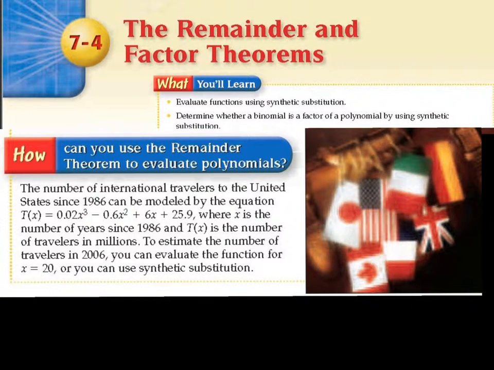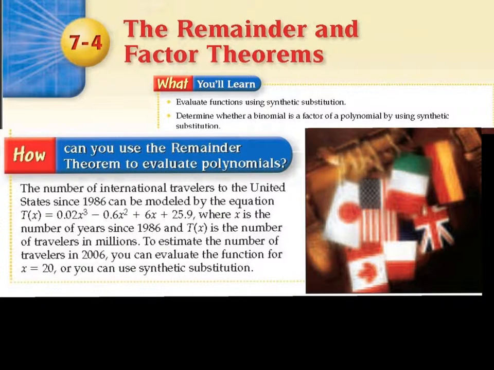The number of international travelers to the United States since 1986 can be modeled by the equation t of x equals 0.02x cubed minus 0.6x squared plus 6x plus 25.9, where x is the number of years since 1986 and t of x is the number of travelers in millions.